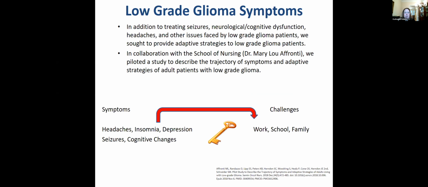But first, I want to highlight some research from our supportive care research group and my colleague, Dr. Mary Lou Affronte. Since our patients have those neurologic and cognitive problems, along with having seizures and headaches, we wanted to see what type of adaptive strategies our low-grade glioma patients have. She did a descriptive study where we looked at the trajectory of symptoms in adult low-grade glioma patients, and then looked to see what type of adaptive strategies they had to overcome those challenges. This was supported by a grant from the School of Nursing.